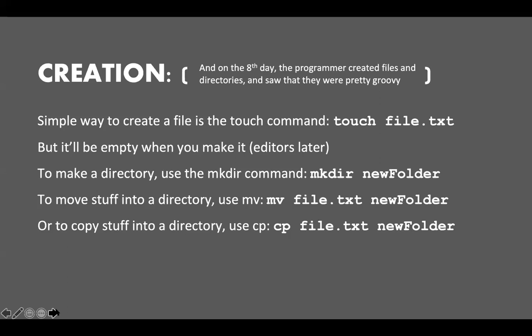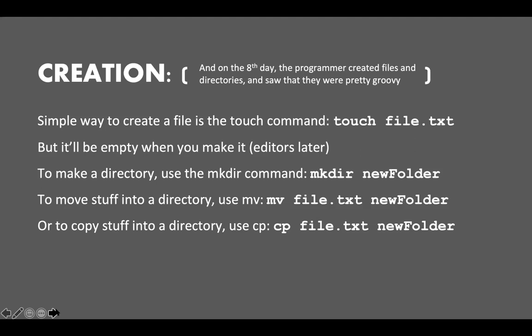So if you want to simply create an empty file, you can use the touch command. An example would be touch and then the file name that you want to create. And after you execute touch file.txt, if you look into the contents of file.txt, you'll find that it's actually empty. To fill it up with information, you would use an editor, which we'll talk about later. If you want to make a directory, there's a command called mkdir, which is short for make directory. And then you specify your folder name.